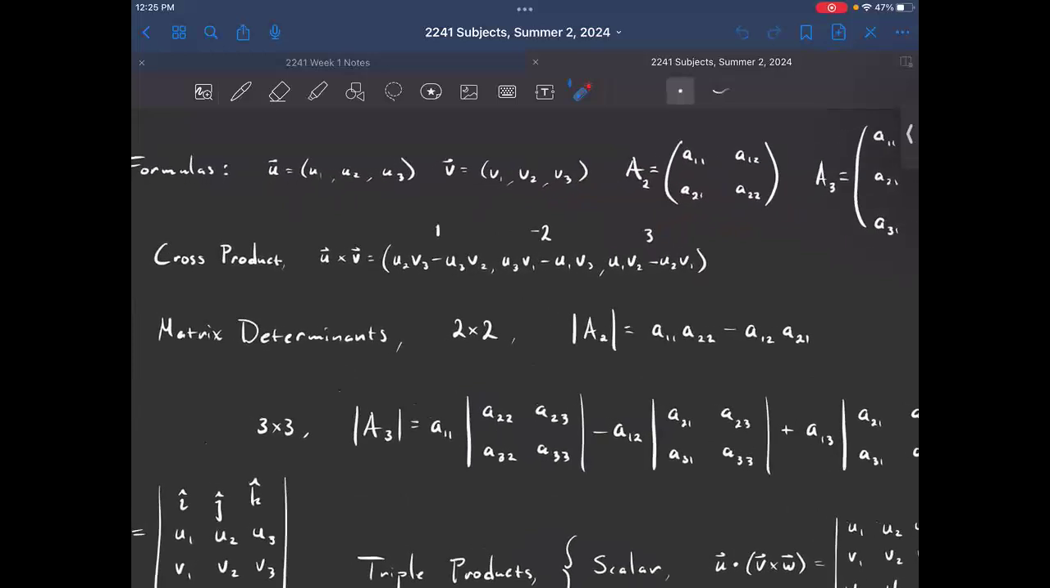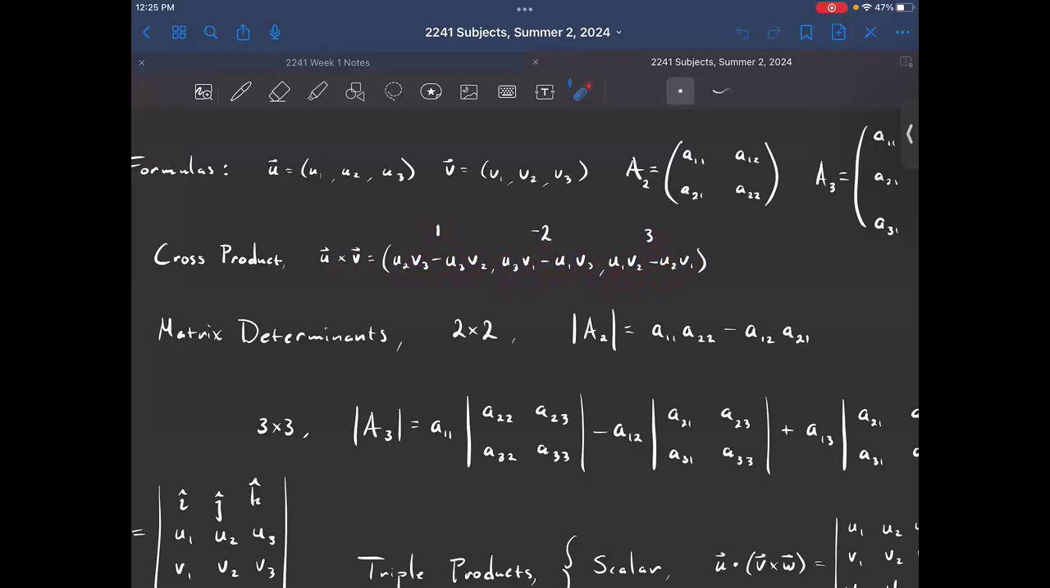Now, unfortunately, the cross product is a little bit more complicated. So we have u cross v is equal to this, and this, quote unquote, is a bit of a weird formula. So in the first coordinate, we have u2 v3 minus u3 v2. In the second coordinate, we have u3 v1 minus u1 v3. And in the third coordinate, we have u1 v2 minus u2 v1.